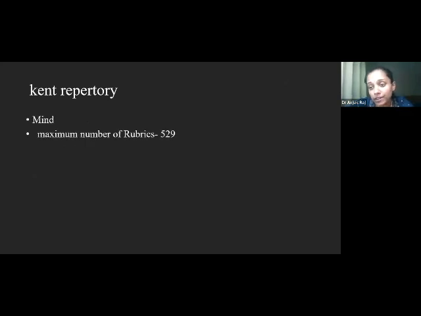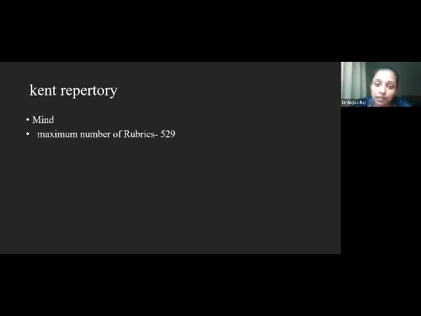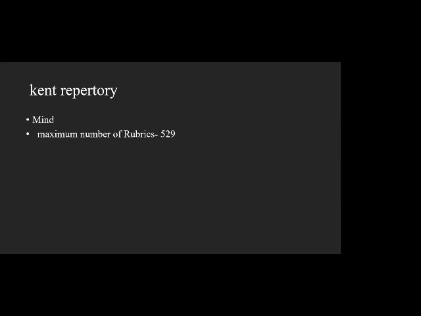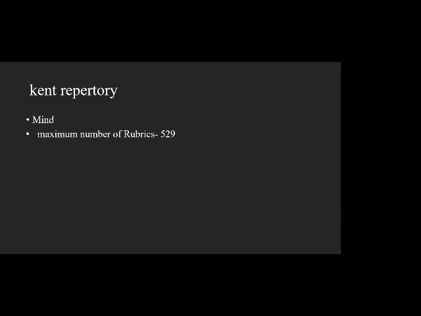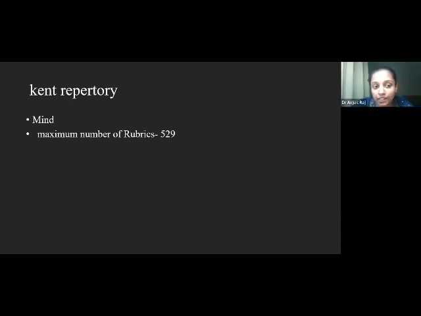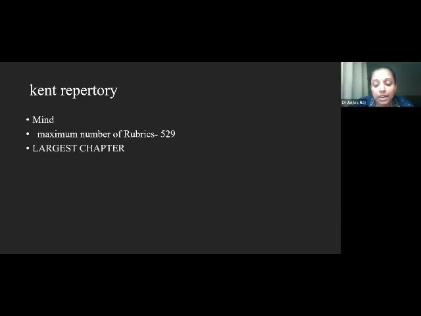Next, we go to the Kent repertory in detail. Which is the largest chapter in the Kent's repertory? Extremities. Smallest chapter page-wise? Prostate. The largest chapter is extremities, and the smallest is the prostate.